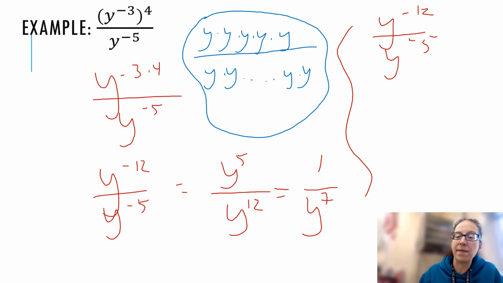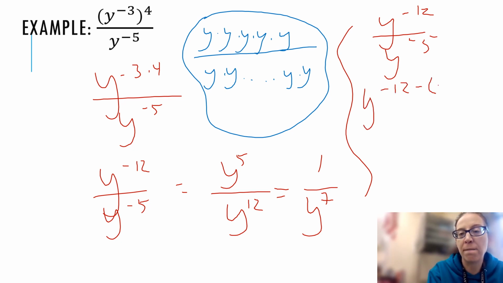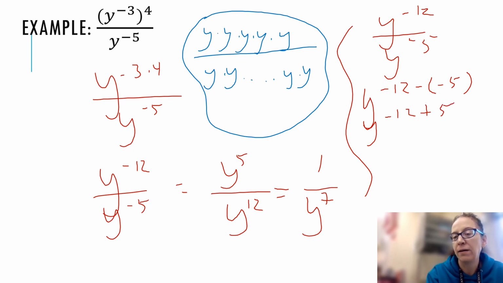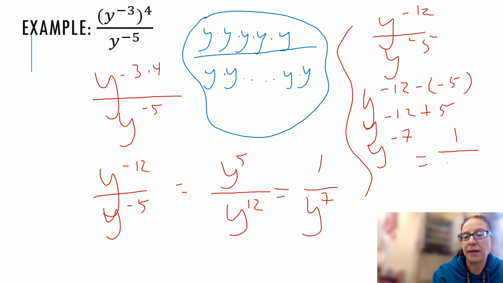So some of you are going to get to this spot, and you're going to say, all right, I want to subtract the exponents, which you can do. So this will be -12 minus -5. I don't like subtracting a negative, but to subtract a negative means to add. So it's really -12 plus 5. -12 plus 5 is -7. And if you have an exponent of -7, that can be written as a positive exponent in the denominator.